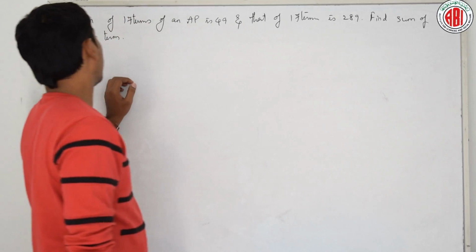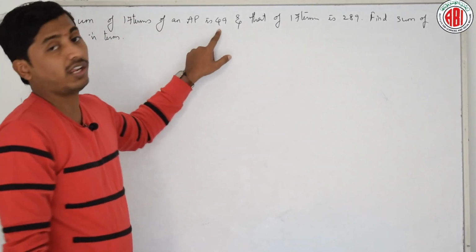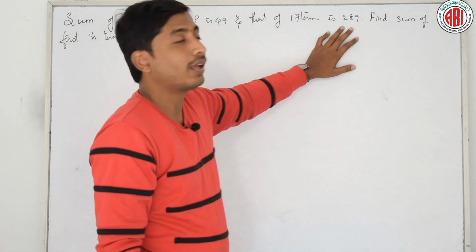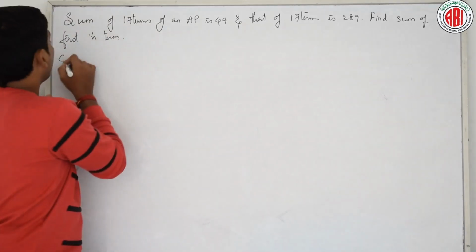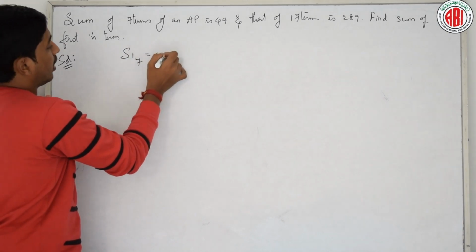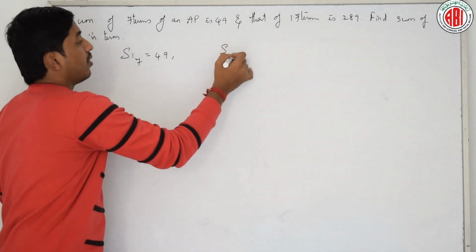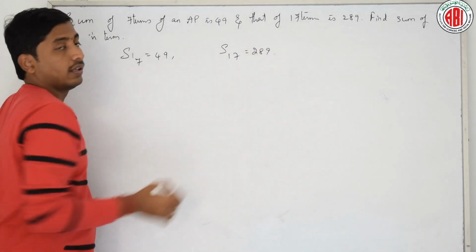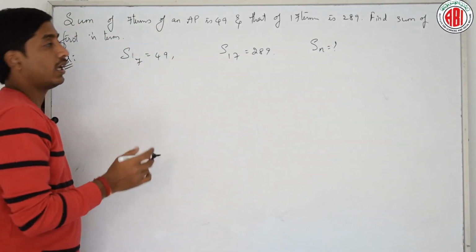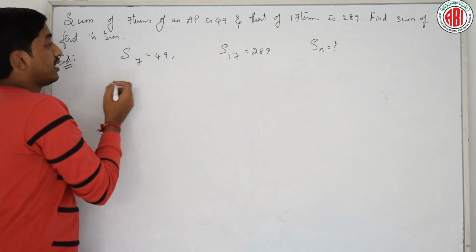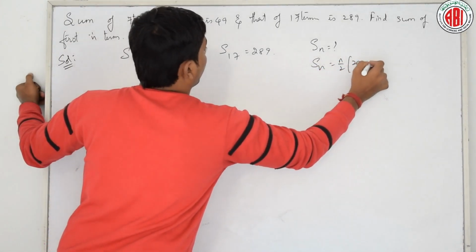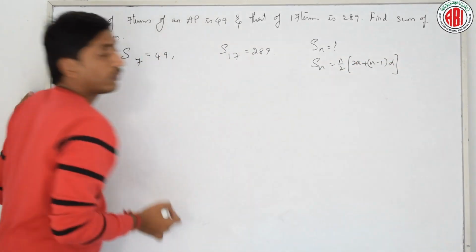The question given here is: sum of 7 terms of an AP is 49, and the sum of 17 terms is 289. It is very clearly given. I have to find the value of sum of n terms. Okay, sum of 7 terms, what is it? What is the formula of Sn? The formula of Sn is n by 2 into 2a plus n minus 1 into d, right?